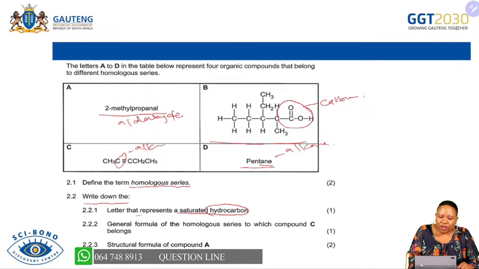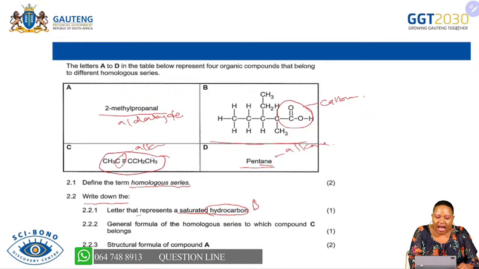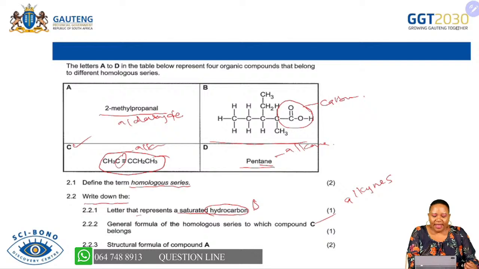So the only saturated hydrocarbon, according to our compounds given here, is only D. This is another hydrocarbon, but definitely it is unsaturated. It cannot qualify to be the answer for 2.2.1. And then the general formula of the homologous series to which C belongs: already we have identified that C belongs to the alkynes because of the triple bond.